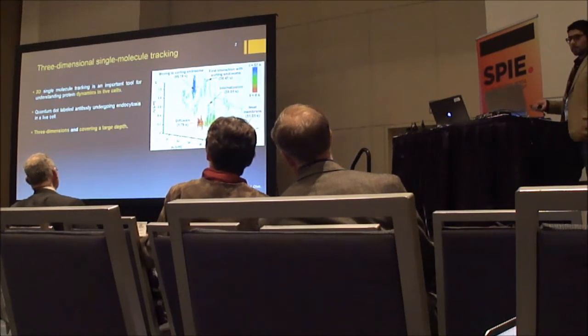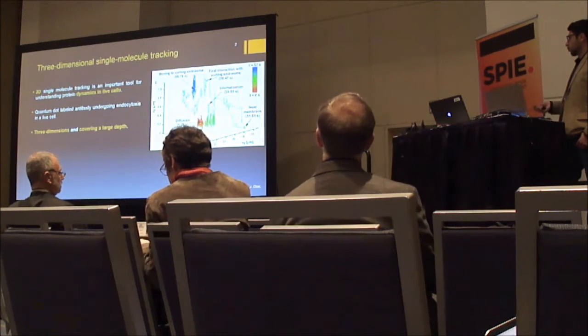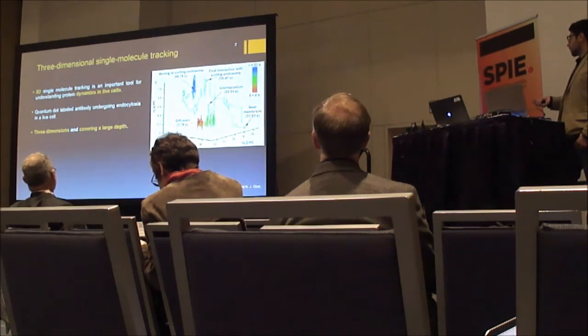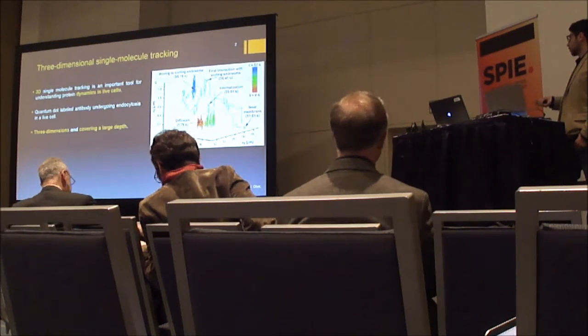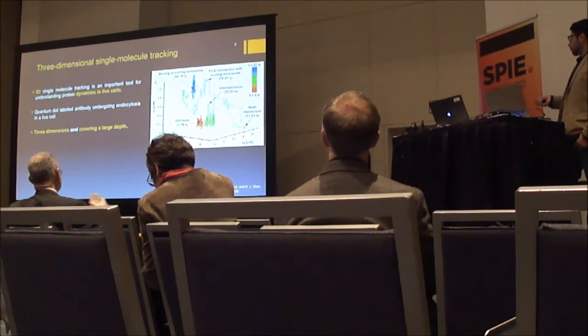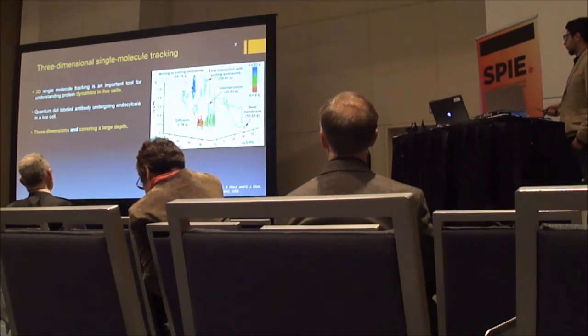Here's an example in which we track quantum dot labeled antibody molecules undergoing endocytosis in a live cell. As you can see, we have different types of behavior. It undergoes diffusion, for example, in here. We have highly directed movement. If we want, we could estimate the 3D diffusion coefficient, for example, for this part.